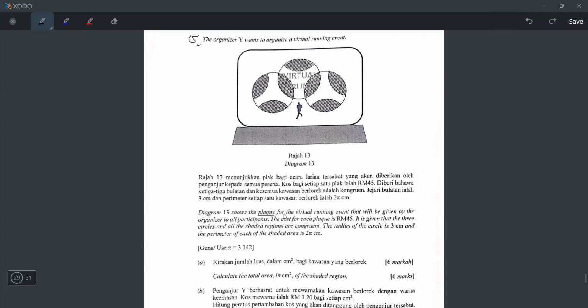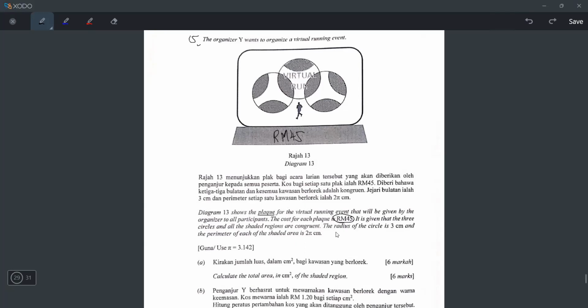Okay, so far nothing important. The cost of each plaque is 45 ringgit. Okay, I'm sure this will be important later. So the cost of this is RM45. Let's write it here, RM, the cost of one. It is given that the three circles, okay, the three circles, 1, 2, 3, and all the shaded regions are congruent.